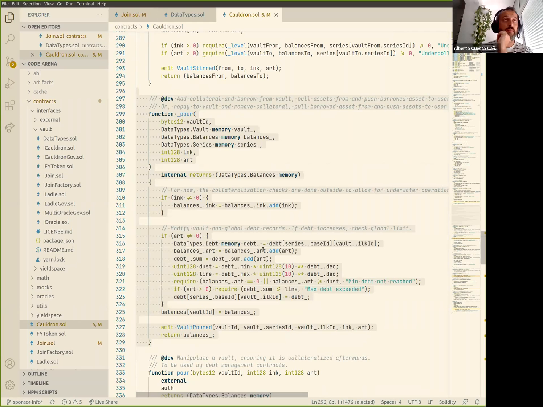Pour does exactly the same as FROB in MakerDAO. It changes the collateral and debt levels, checks limits, checks dust. That's it. It's only done in a way that we try to do one SSTORE for the balances, and that's it. So when you are adding collateral and adding debt, it is one SSTORE only, which is good. And we take the same approach. When you are checking debt limits with one SLOAD, you will check the ceiling and the dust at the same time. So that's cool.